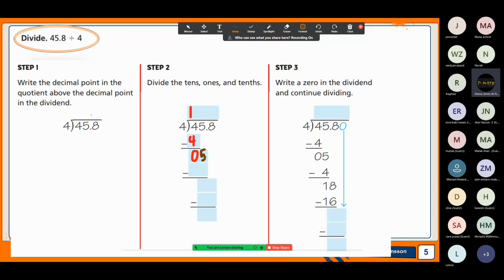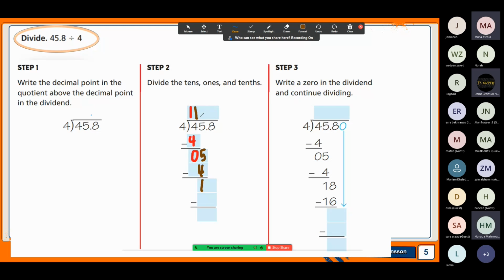Then 5 divided by 4 is 1, so you will write 1 up. Now 1 times 4 is 4, and the remainder is 1. Then next, what do you have to do?